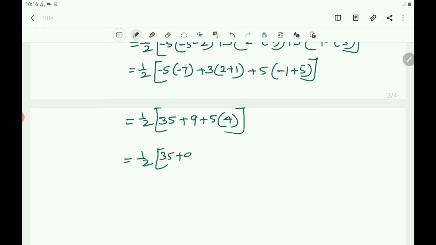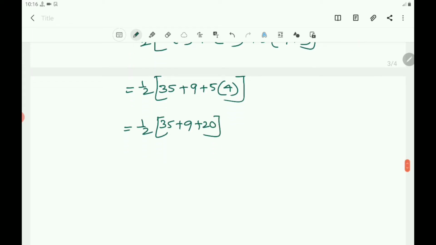35 plus 9, 5 4s are 20. Then area of triangle equals half into, what is the sum of 35, 9 and 20? 35 plus 9 is 44. 44 plus 20 is 64.